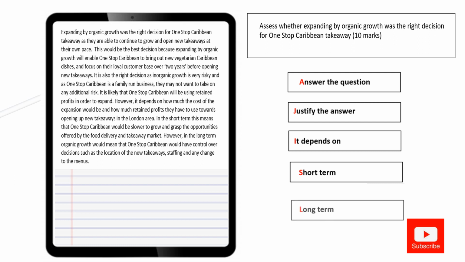However, in the long term, organic growth would mean that One Stop Caribbean would have control over decisions such as the location of the new takeaways, staffing, and any change to the menus. So hopefully you can see how we can apply the MOPS acronym to our final judgment.